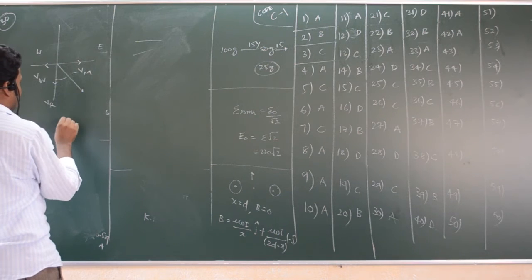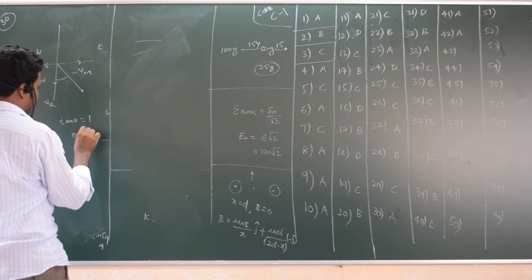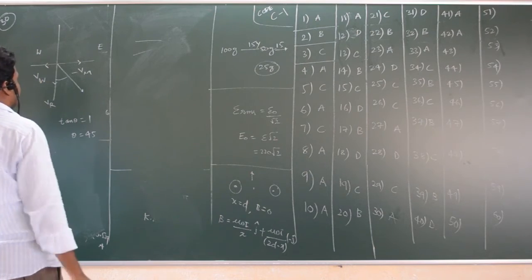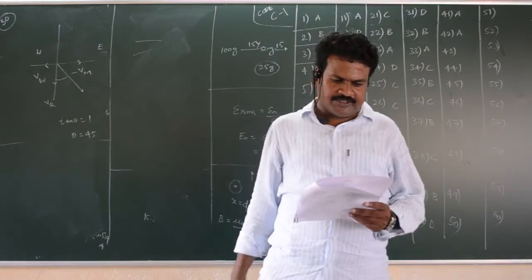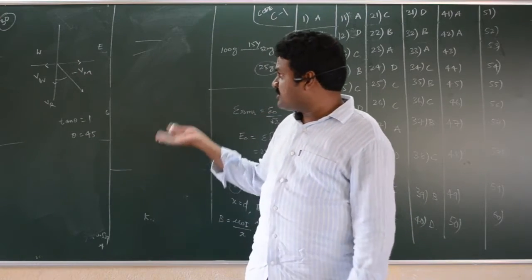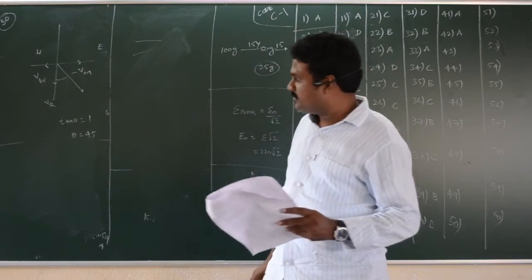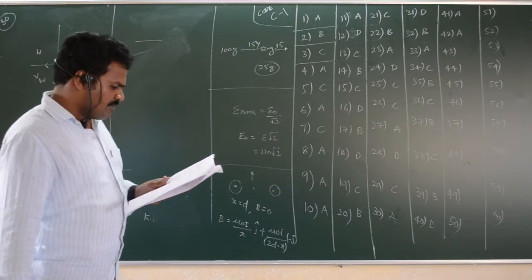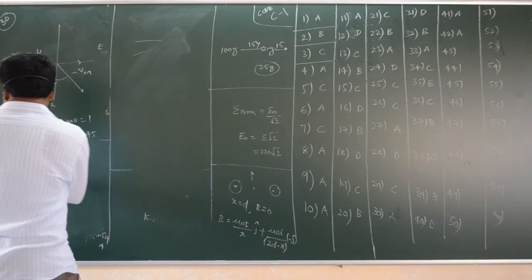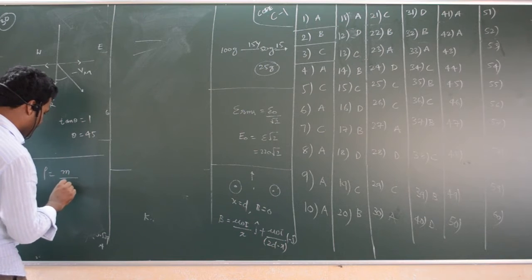So what is the value? Tan theta is equal to 1, you will get theta is equal to 45. Tan theta is equal to VR by Vm, that is 1, so theta is 45 degrees towards the east side of the vertical. Next is asking the percentage error in measurement of density. Density of a cylinder is equal to mass by volume, mass by pi r square L.